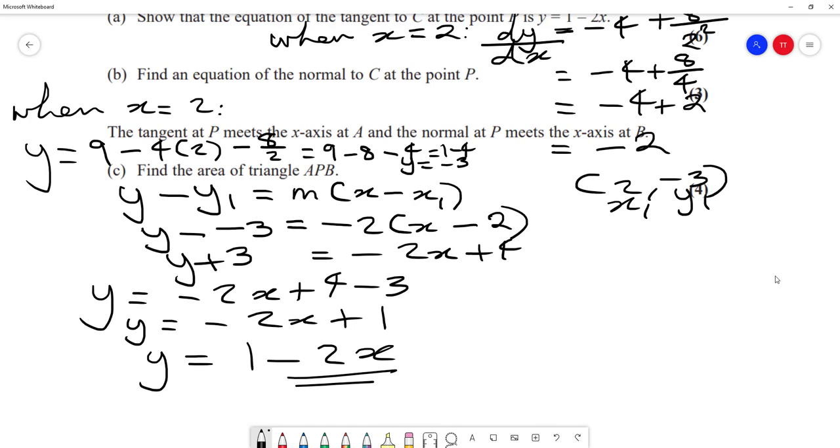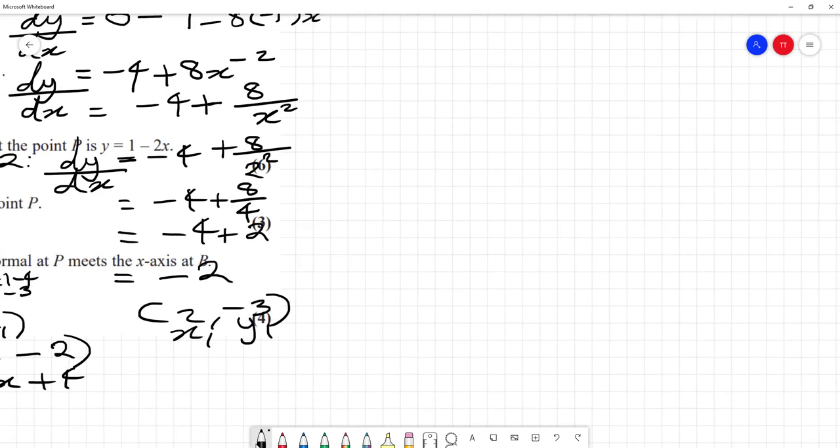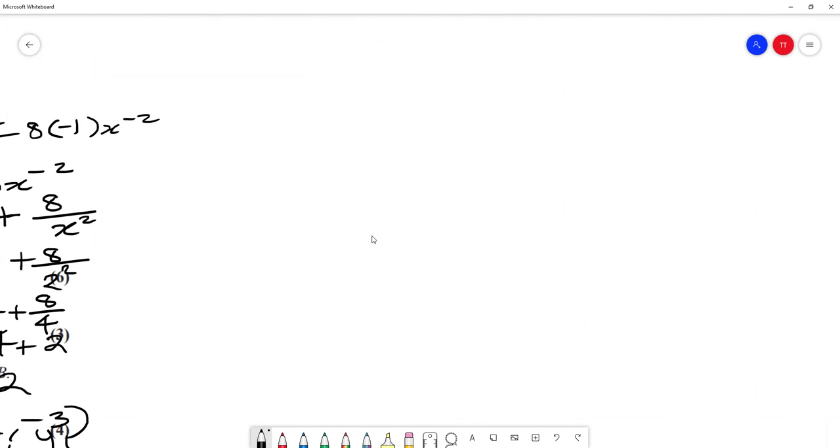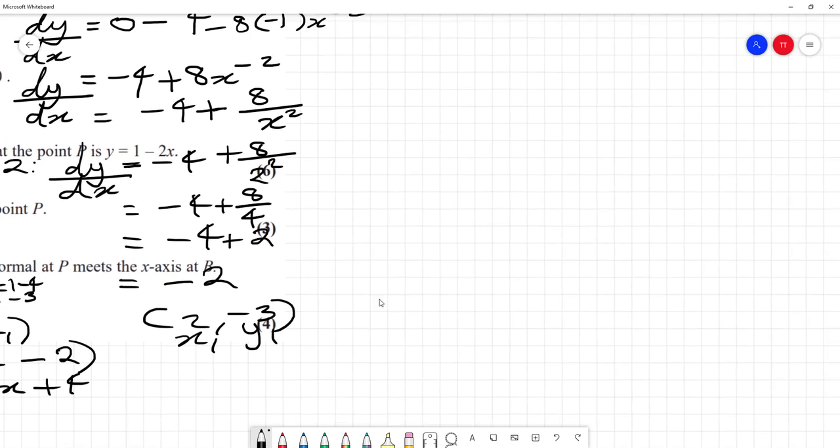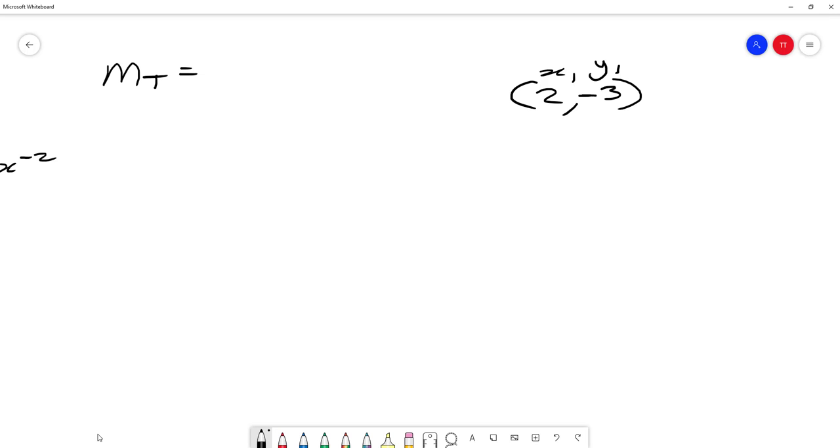Then the question says to work out the normal to C at the point P. So what we do here is we're going to write down the same coordinates. So we've got 2 and minus 3 as x1 and y1. Now mt means the gradient of the tangent. We worked out the gradient of the tangent to be minus 2. That's what dy by dx is, the gradient of the tangent. So that's minus 2.